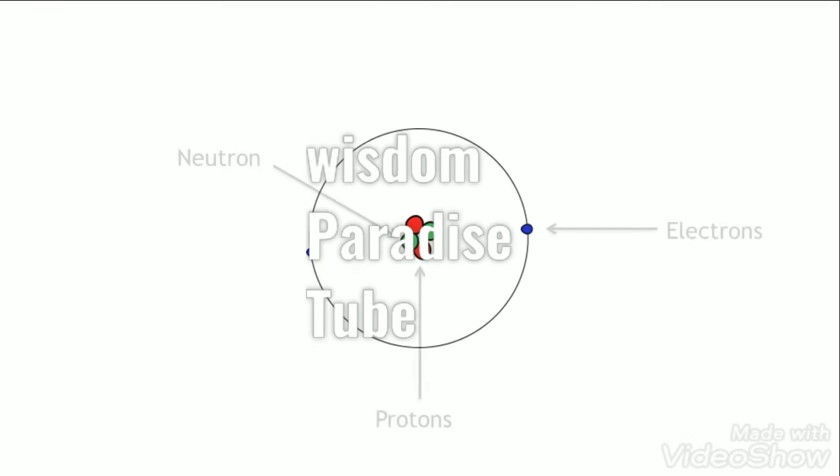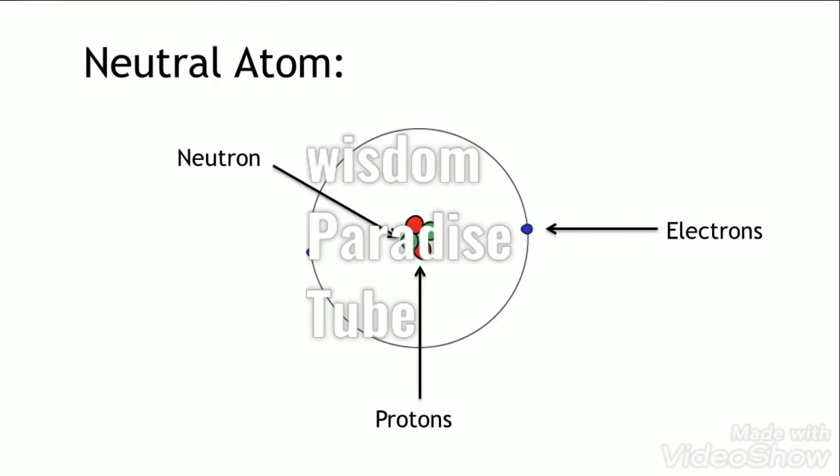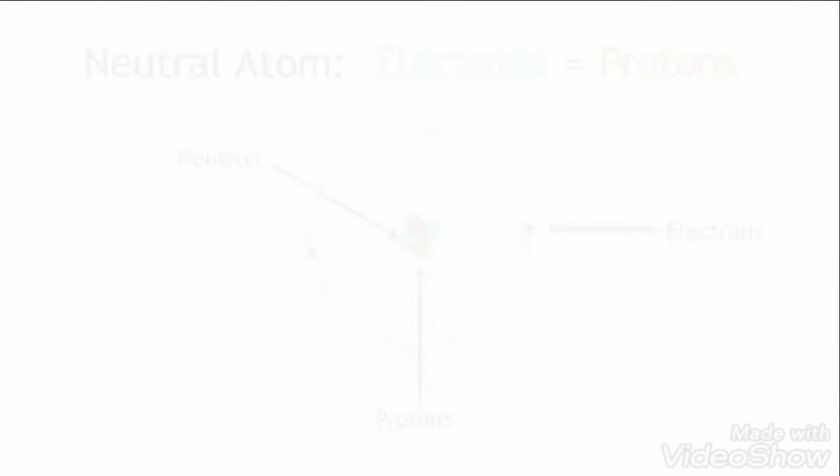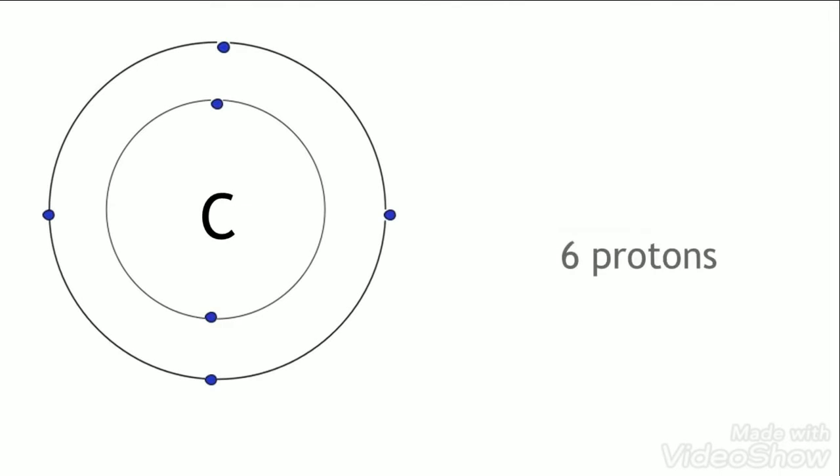of an atom, and that it is made up of protons and neutrons. And around this central point, we find the electrons. We also know that in a neutral atom, the number of electrons is always equal to the number of protons. So in a neutral atom of carbon, there are 6 protons, which means there must be 6 electrons.